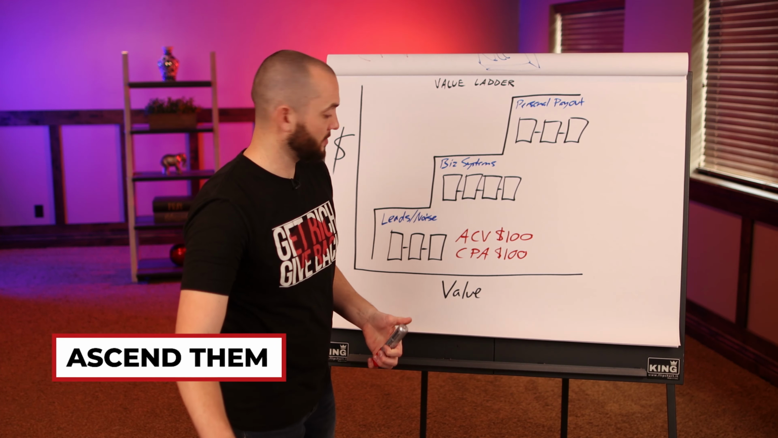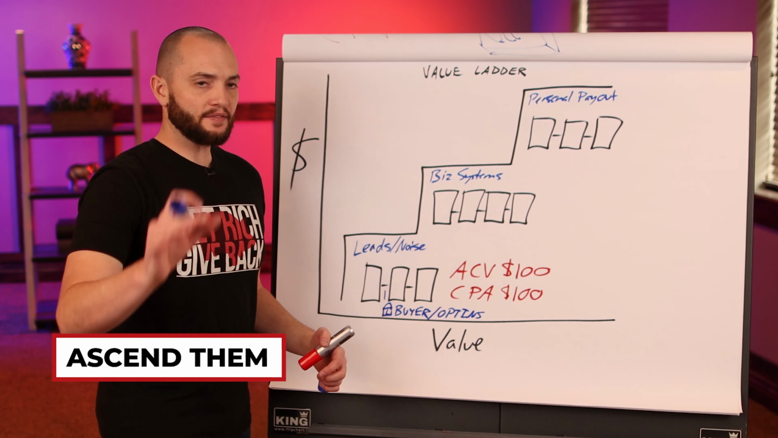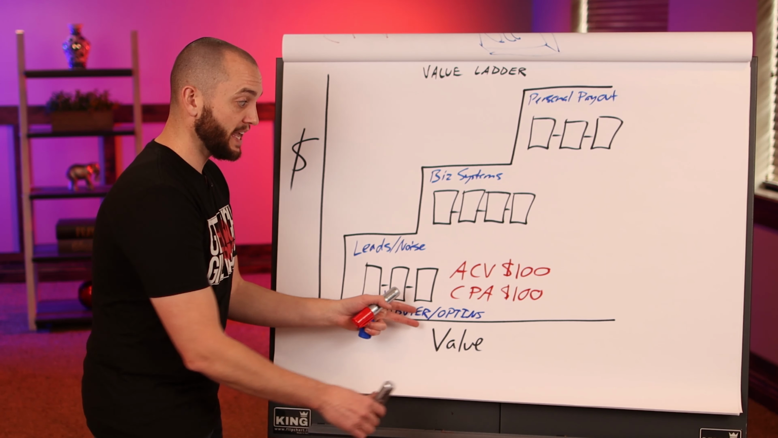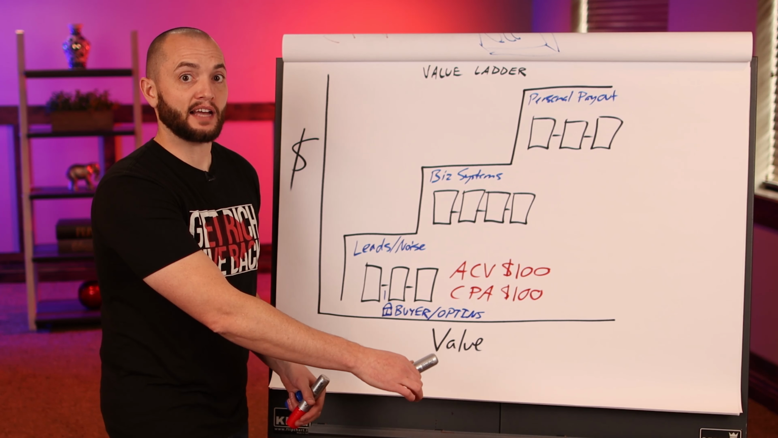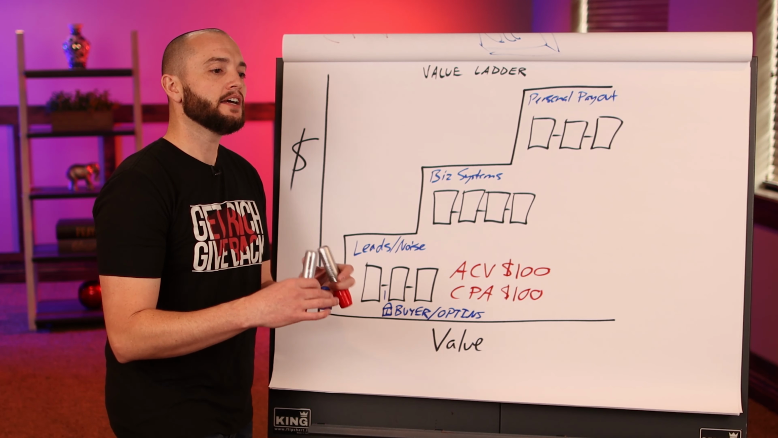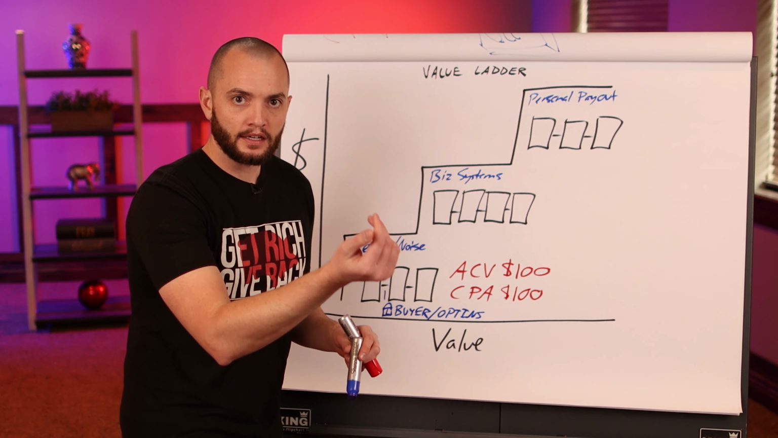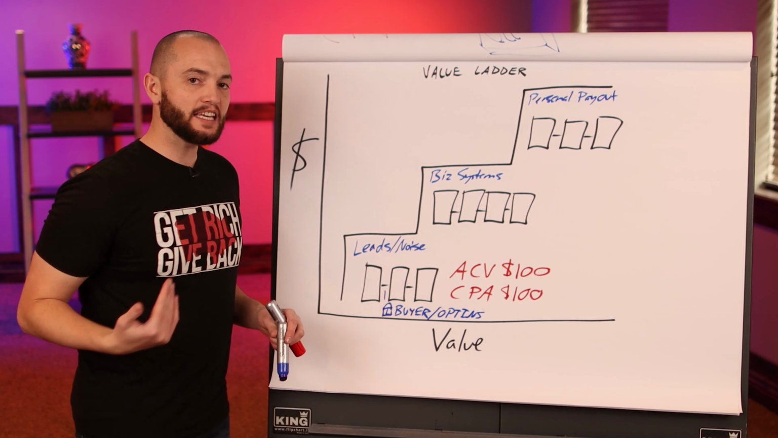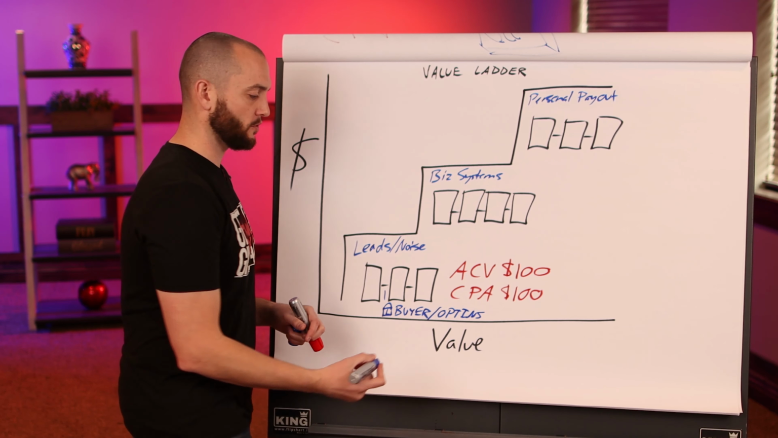We just ascend them, okay? So if I have a list now of people who've been buying and opting in, I don't have to pay to acquire them again. They're already on my list. I've acquired them. I don't have to pay Zuckerberg any more money to get my ad in front of people, they're already on my list. They're on my email list. The list is the huge power of this whole game.